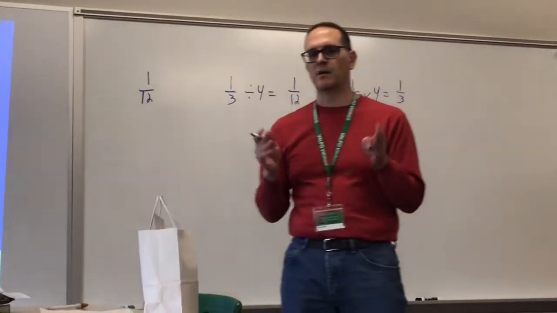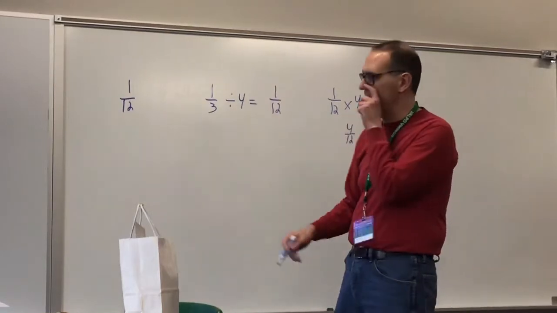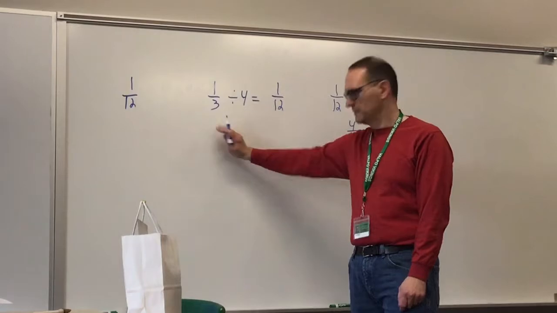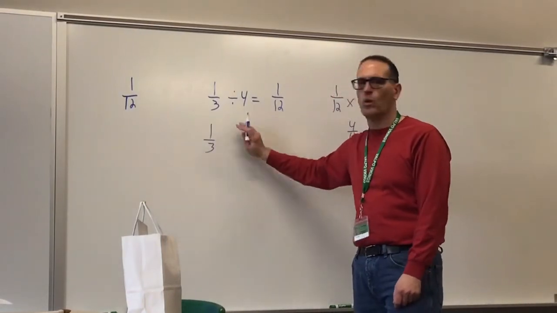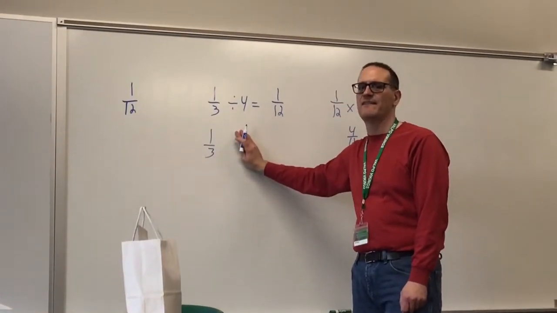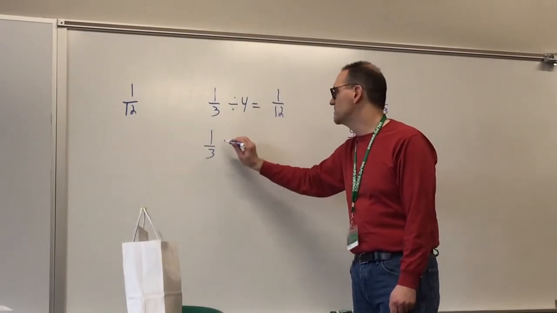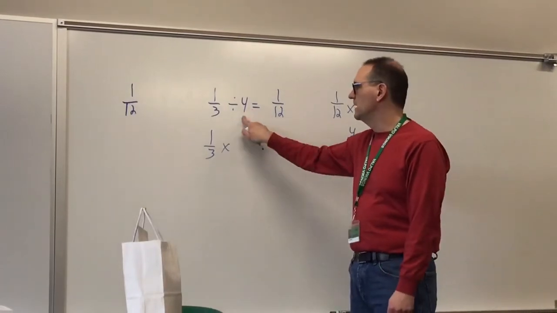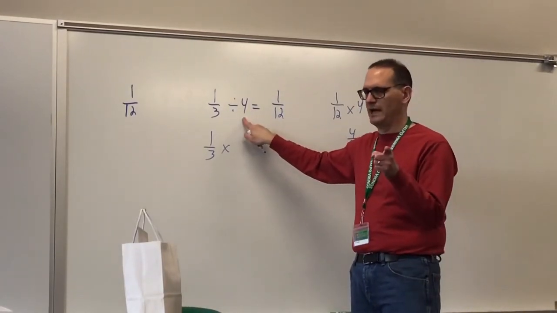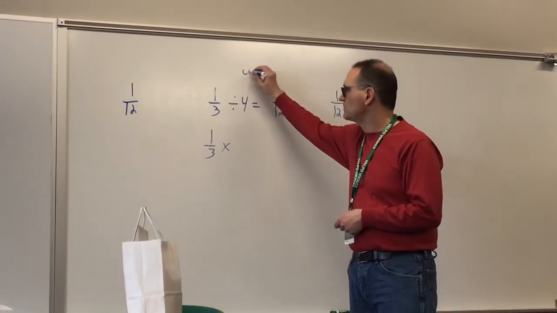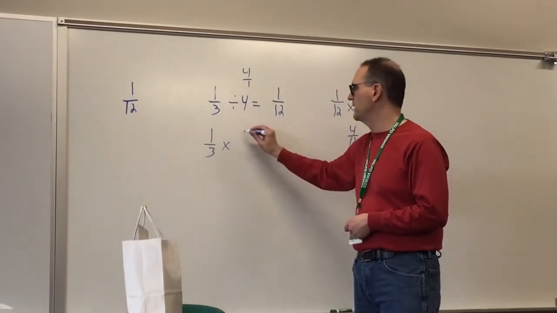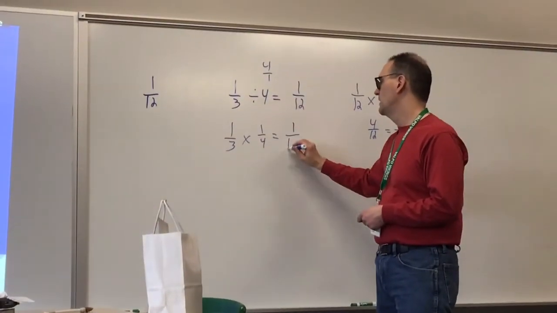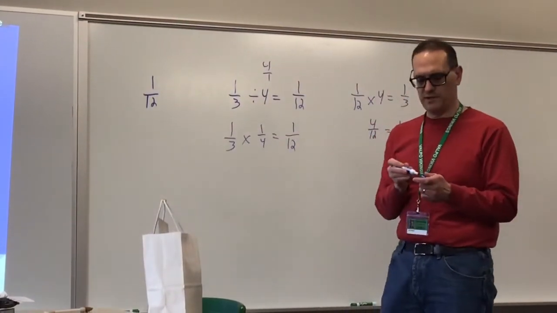Now if we're doing our method of keep, change, flip, and we have 1/3 divided by 4, what are we keeping? Yep, the 1/3. What is changing? Division to multiplication. And then what's being flipped? Yep, the 4 is being flipped, but it is what as a fraction? That's right, it's 4 over 1, so we're flipping it and we get 1/4. 1 times 1 is 1, 3 times 4 is 12. Same thing we've been doing.